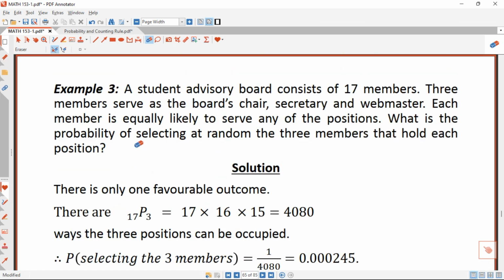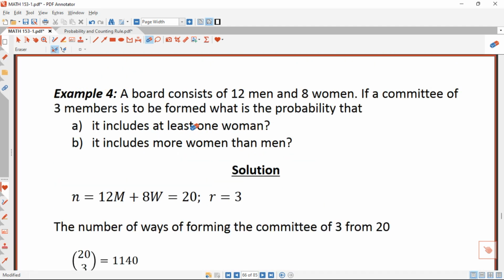I'll leave this question for you to try your hands on. When you try it, share it in the comment section and I'll verify for you if you are wrong or correct, right? Yes, so let's go to our last question for the day.